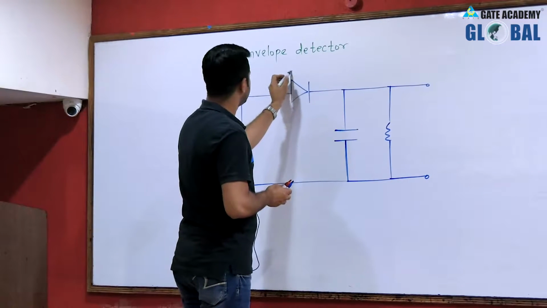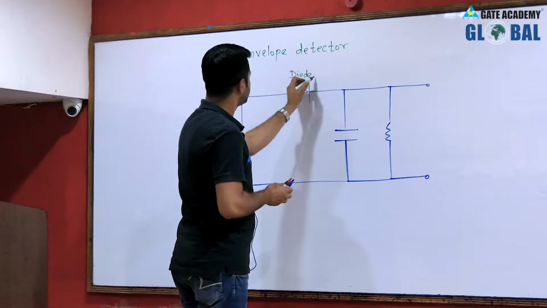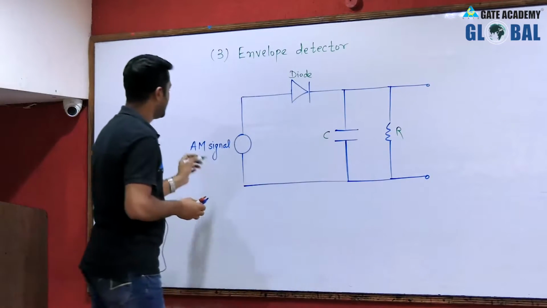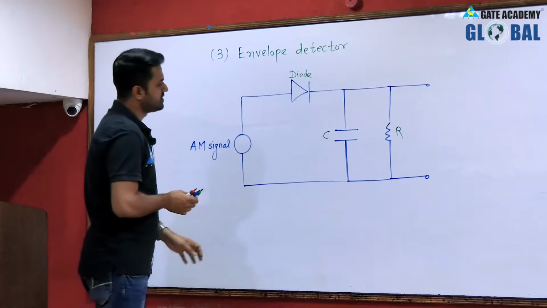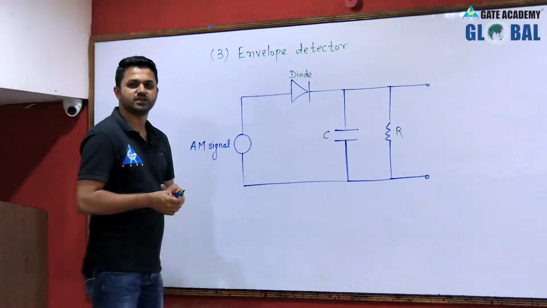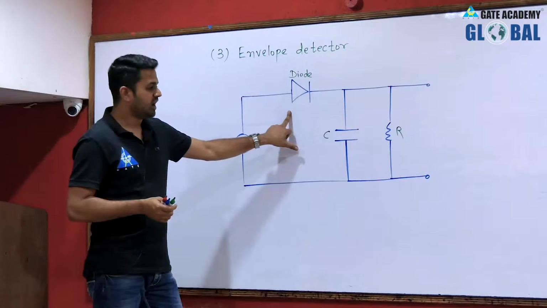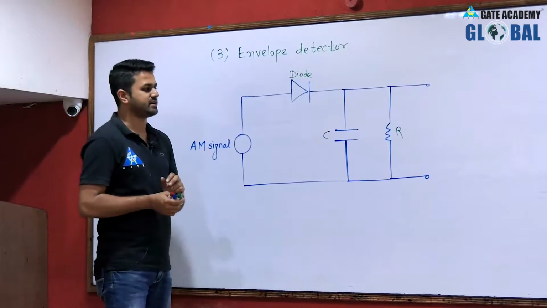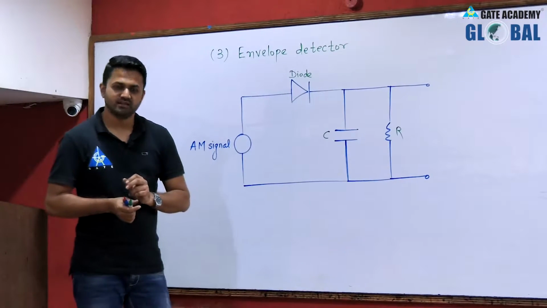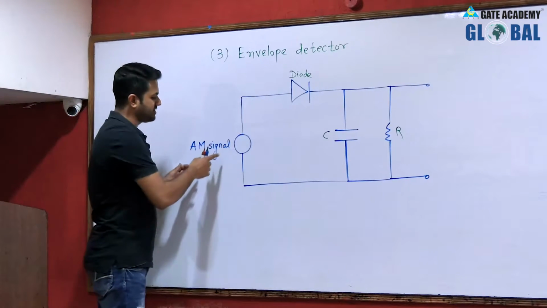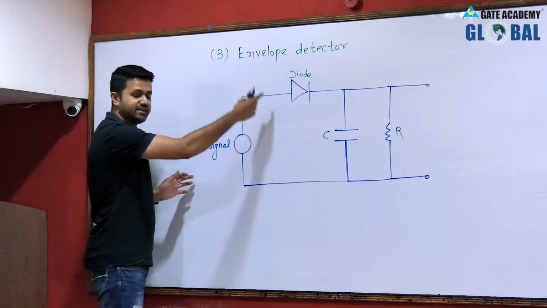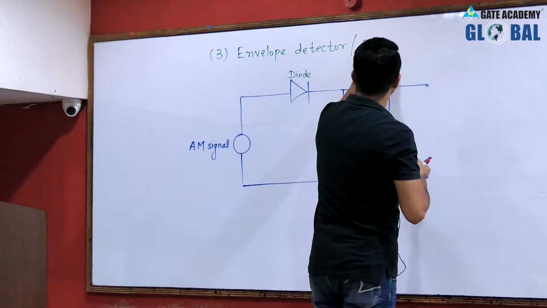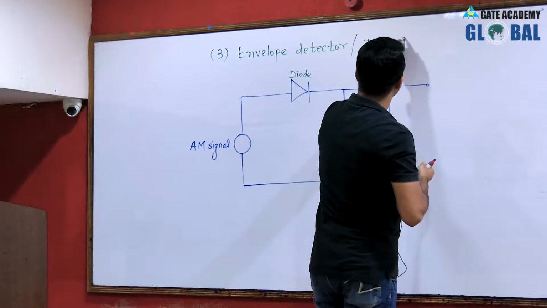This is the diode, this is a capacitor, and this is a resistor, and the AM signal is the input. So, when we apply the AM signal across this diode, how does it work? To understand the working of this envelope detector, first of all we will consider the input to this diode detector. The envelope detector is also known as the diode detector. You can write this also.